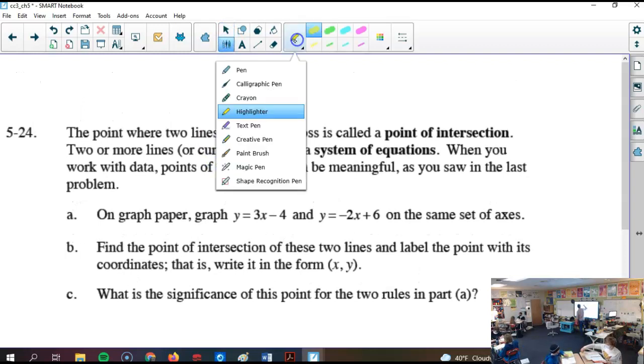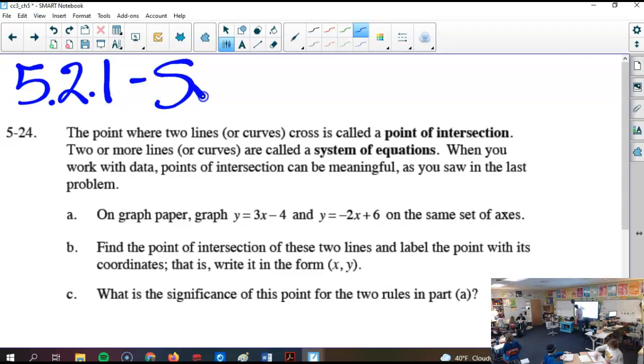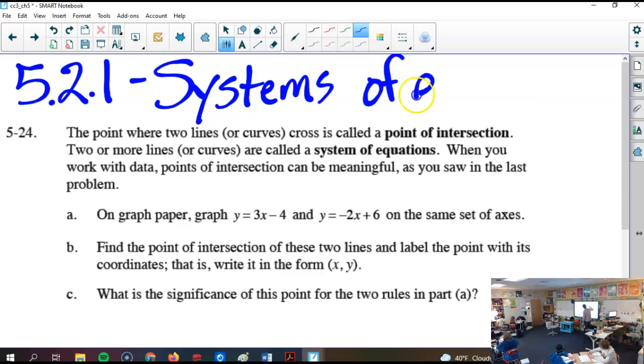Well, okay, so our title for today, if we want to start there, if you feel like starting with a title, is that this is 5.2.1, and we're talking about systems of equations.